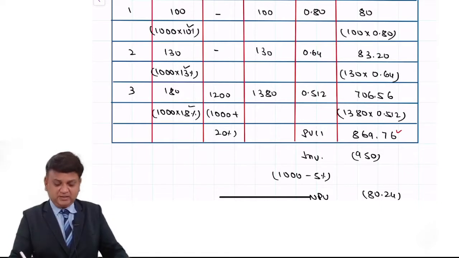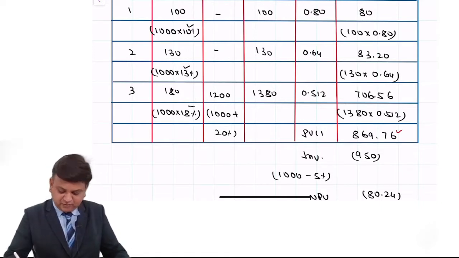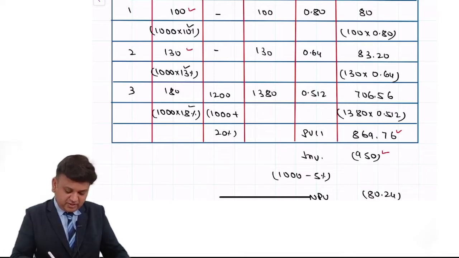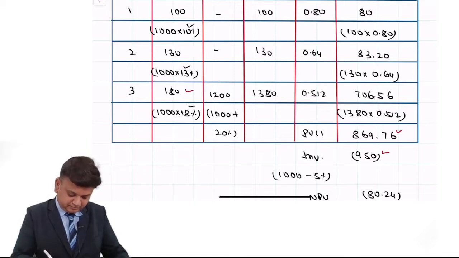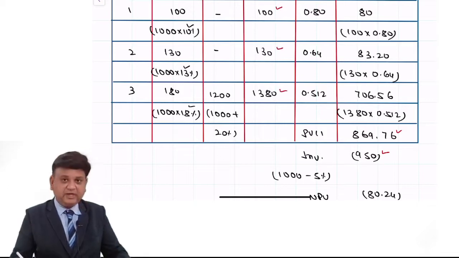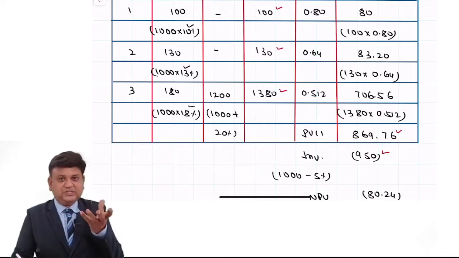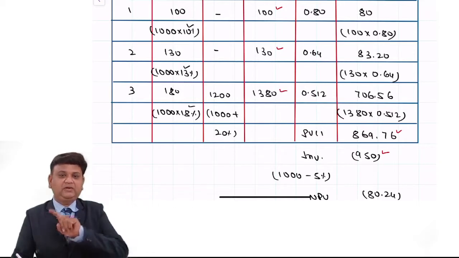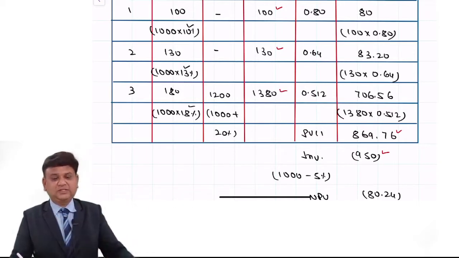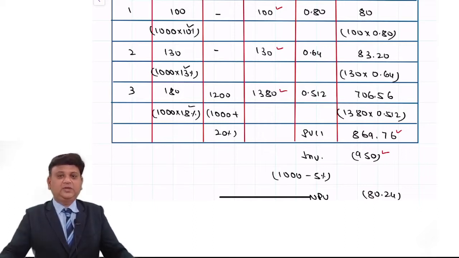computation of the IRR taking year 0 cash outflow of 950, year 1 to year 3 cash inflow of 100, 130 and 1380. So this is the cash inflow. Investment is 950. And we'll make the computation of the IRR for this, and whatever the return that we are able to get will be compared with the cost of capital for decision making.